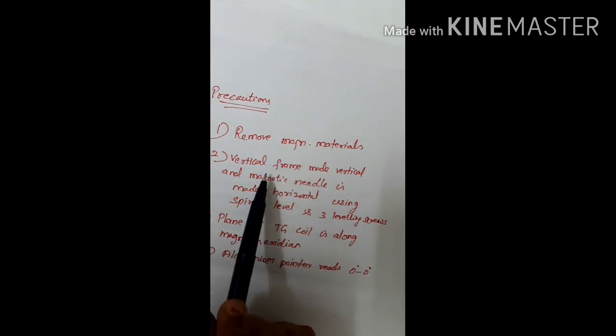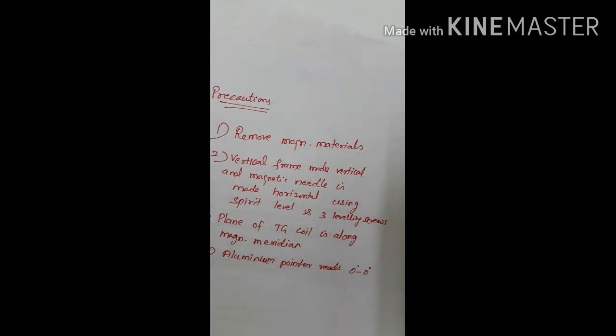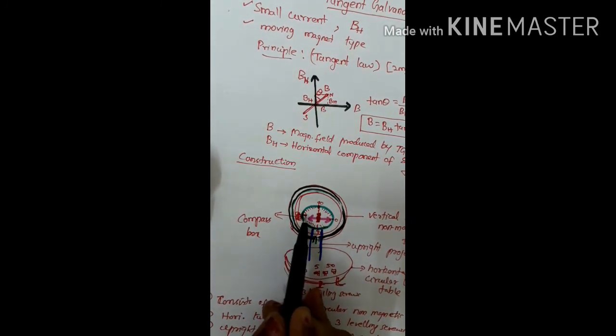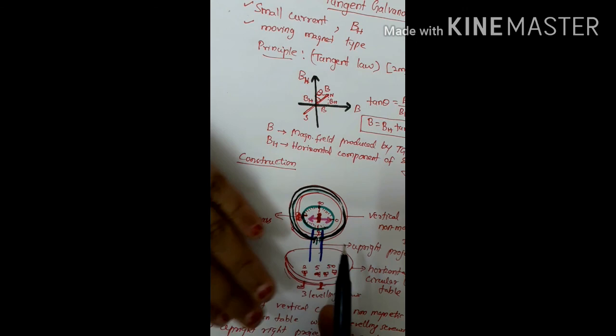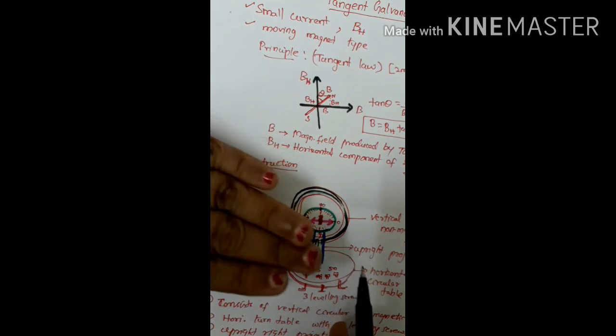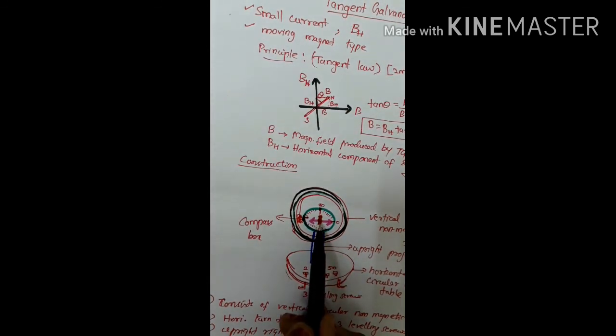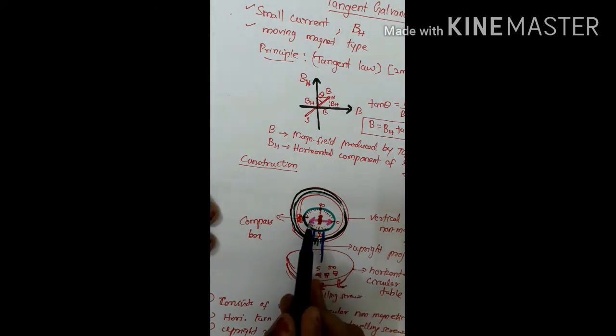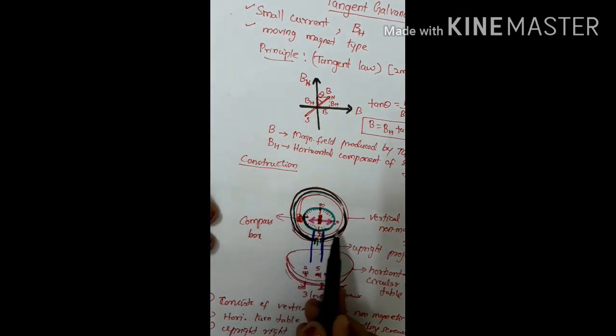The next thing you have to do is with this vertical frame. This vertical frame should be exactly vertical, and the magnetic needle on the compass box should be horizontal, right? For bringing this adjustment, you can use the spirit level and also these 3 leveling screws. Then another thing is, before starting the experiment, you should make sure that the aluminum pointer reads 0 0.